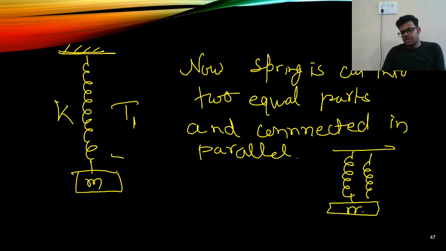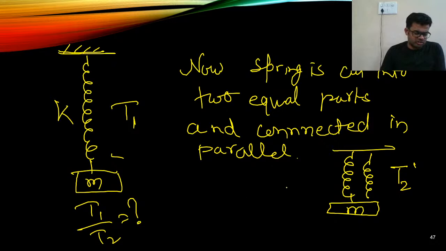Okay, same block, everything same. So its time period will be T2. Find the ratio of T1 and T2, find T1 by T2. This is the question. It is a very simple question. Find the ratio of T1 and T2. You need to answer. Okay, so let us solve it.